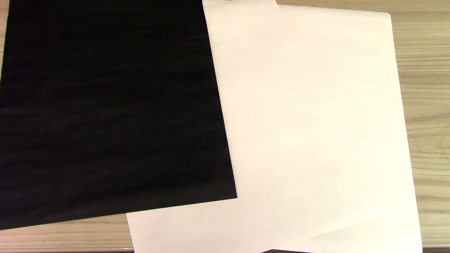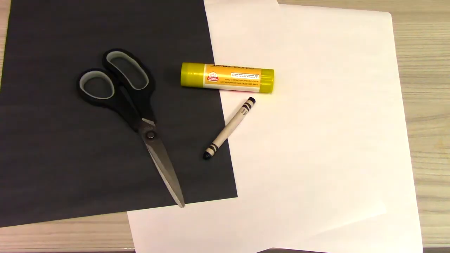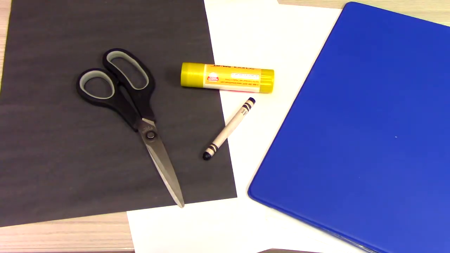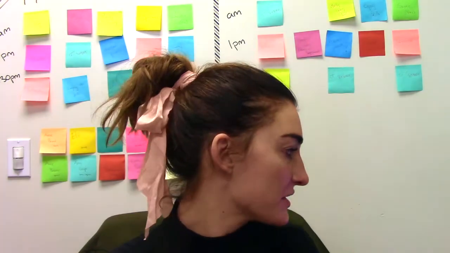I'm going to gather some supplies that we'll need and then we can get started. First you'll need 2 white sheets of paper, a black sheet of paper, a black writing utensil, crayon, marker, pen, anything is fine, some glue, scissors, and some sort of straight edge to draw along. I'm using a binder, but you can use a ruler or a book, really anything that has a straight edge to it.